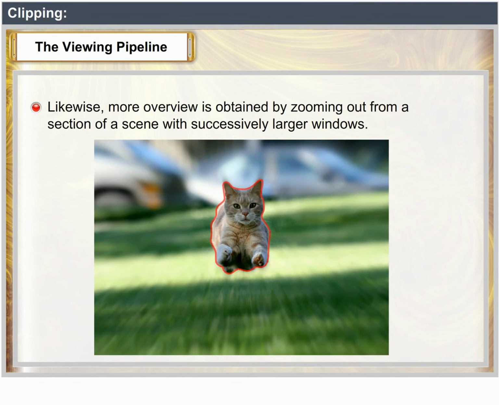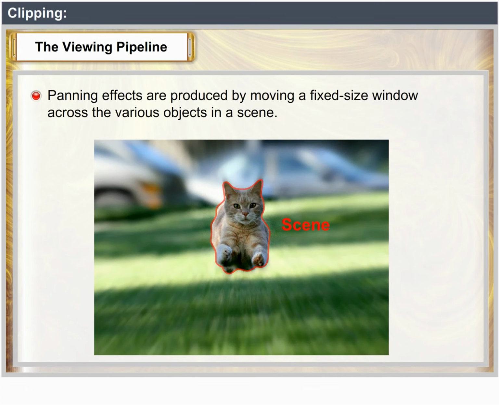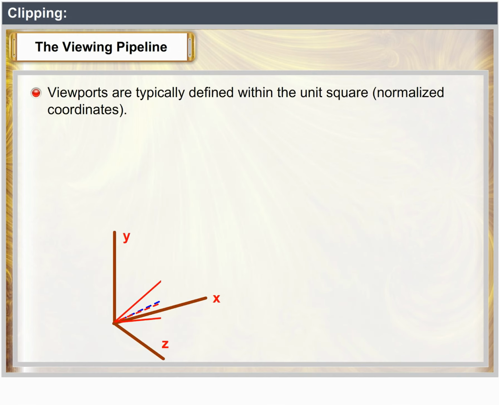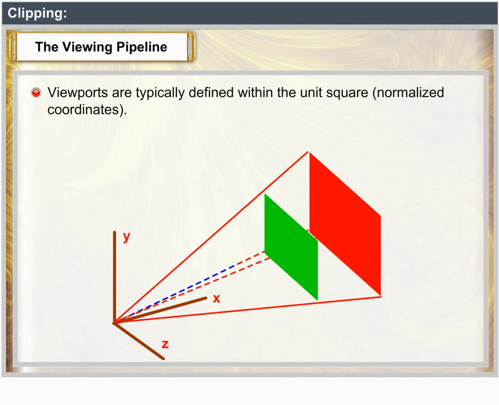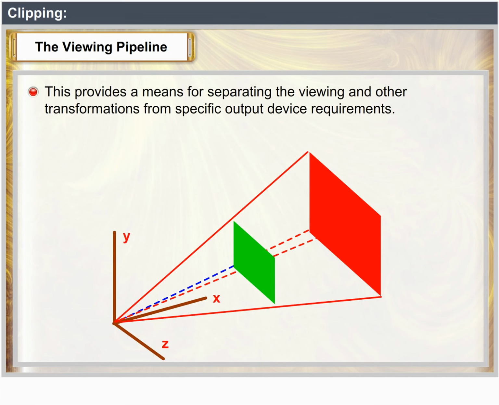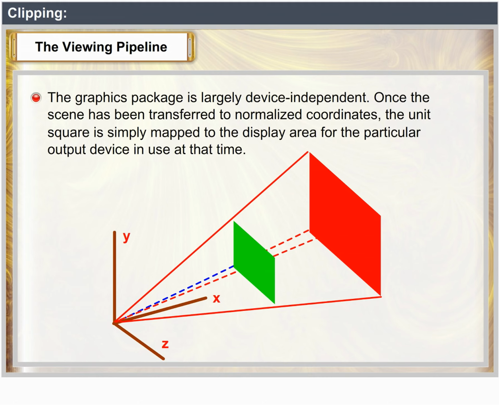Similarly, more overview is obtained by zooming out from a section of a scene with successively larger windows. Panning effects are produced by moving a fixed size window across the various objects in a scene. Viewports are typically defined within the unit square normalized coordinates. This provides a means for separating the viewing and other transformations from specific output device requirements, so that the graphics package is largely device independent.